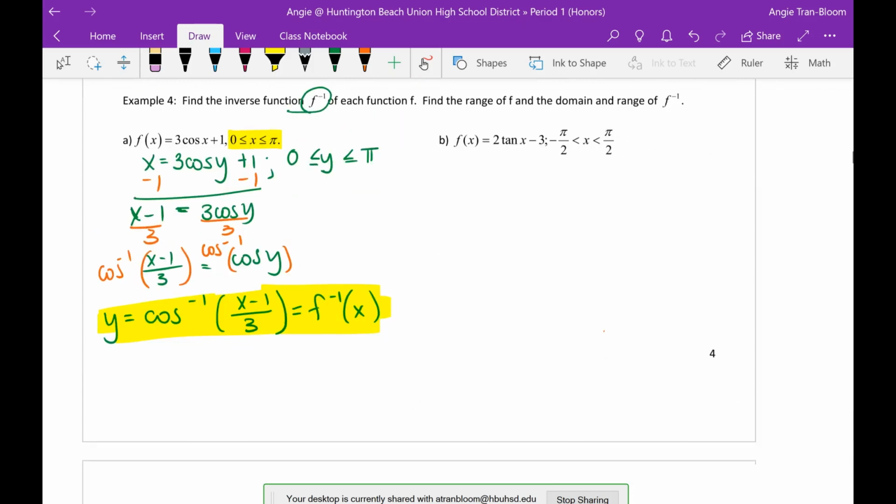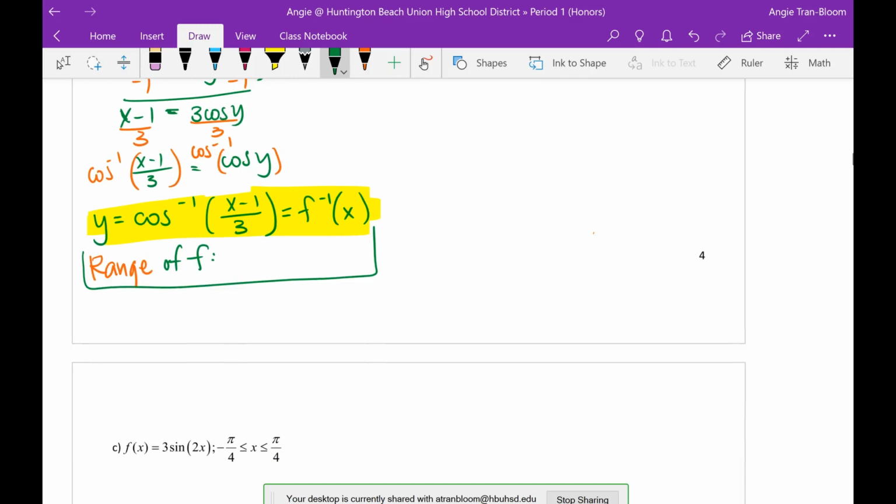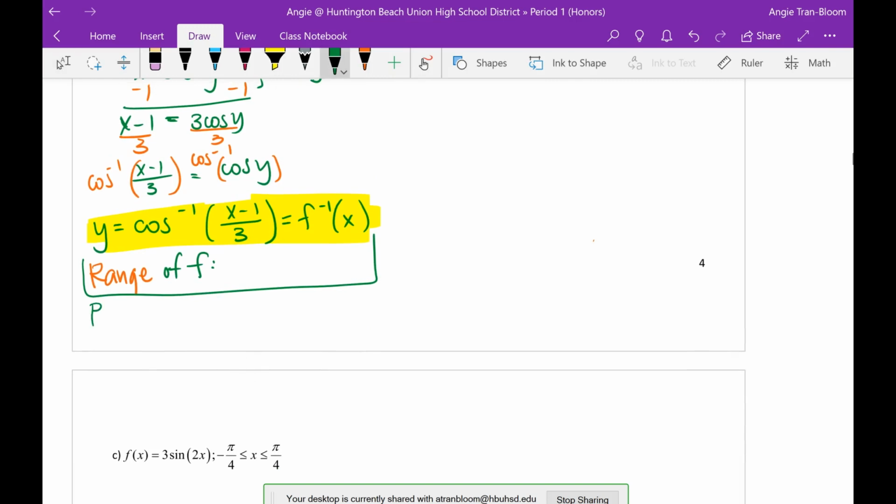Find the range of f. So what's the range of f? Close. Remember, the range of f is the y value, right? Let's start with the parent. Okay. So we'll box that up, but I'm going to do the work down here. The parent has a range of what? From where to where? -1 to 1.